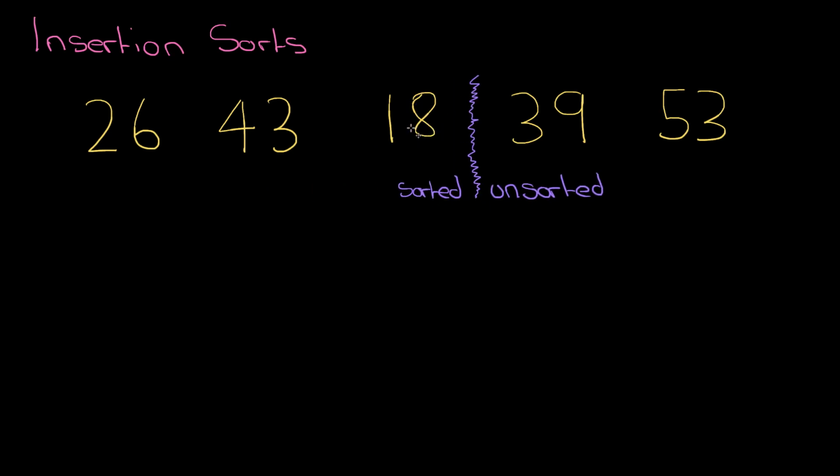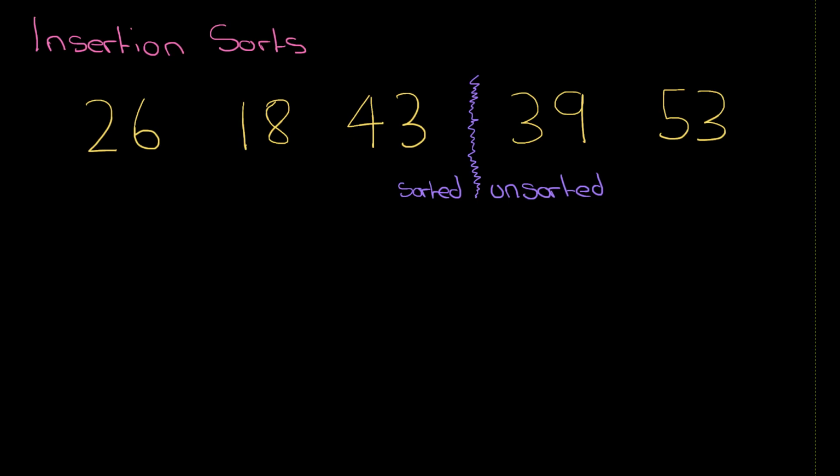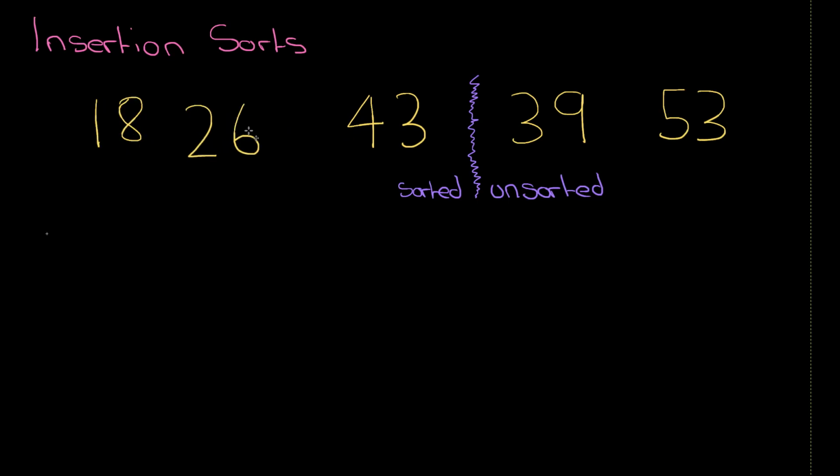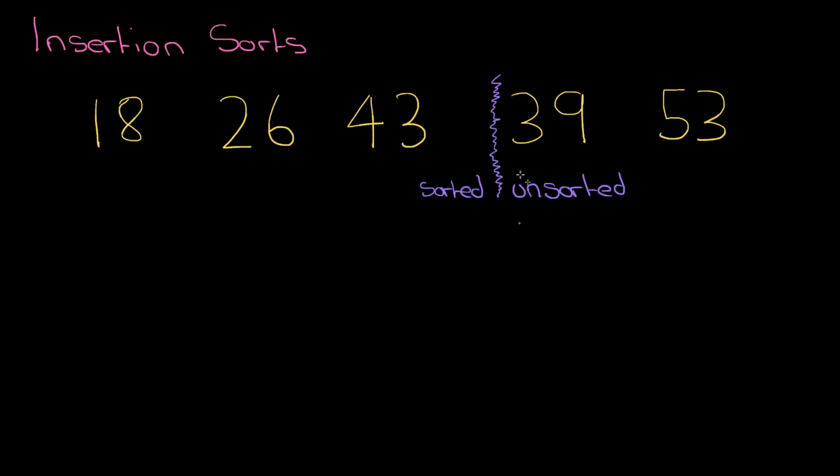And now 18 is the one we need to swap into the correct place. Now, 18 doesn't magically jump to the front. If that happened, this would be the most efficient sorting algorithm in the world. What needs to happen is it needs to swap back one by one until it's in the correct position. So 18's first going to move there, and then 18 is going to move there, and 26 is going to move there. And then my sorted part of the list is fine. It's all sorted again. So I'm going to move up that wavy line again one more to 39.